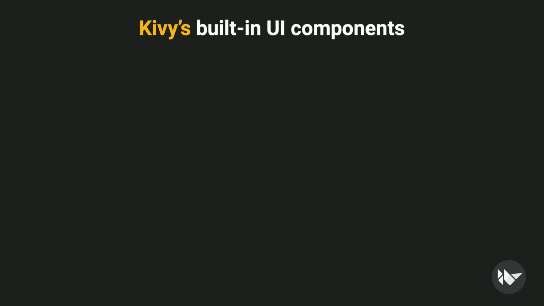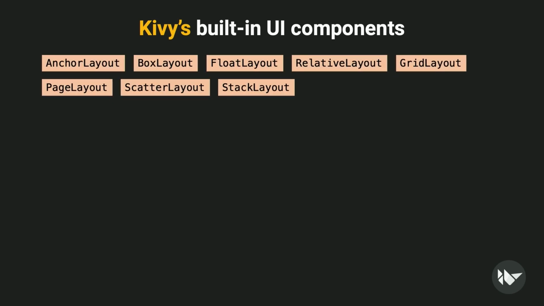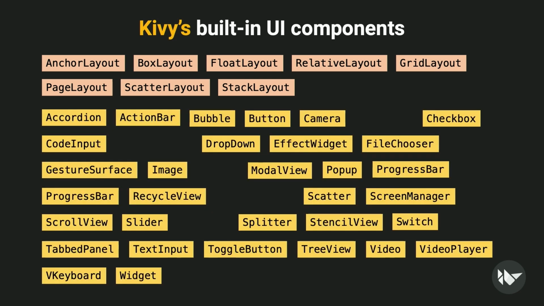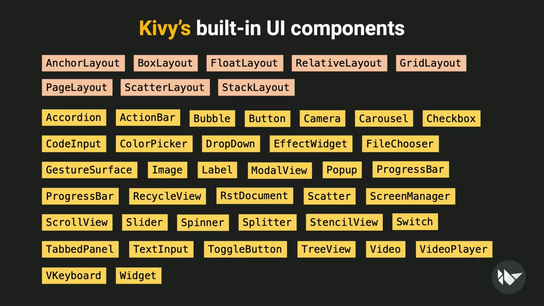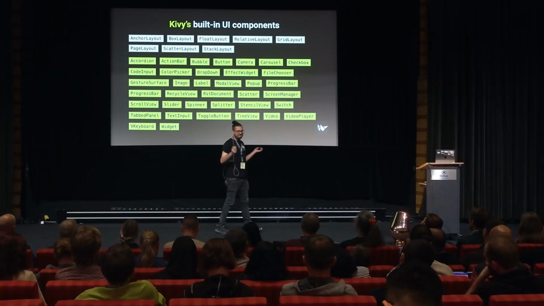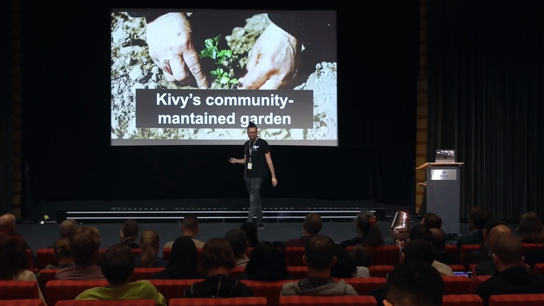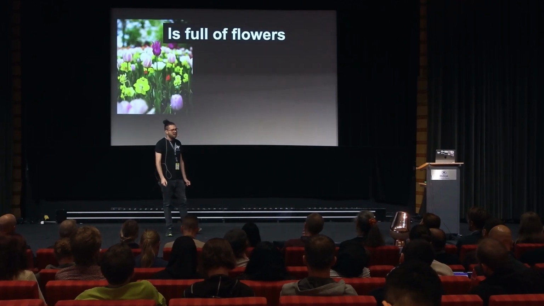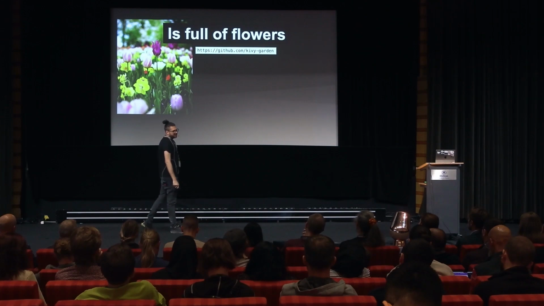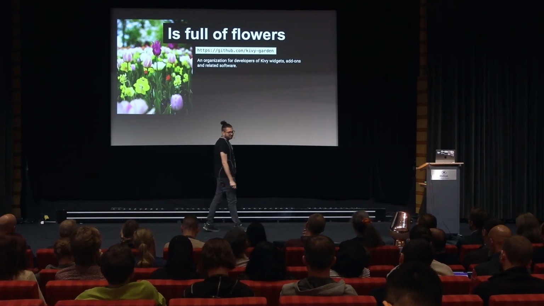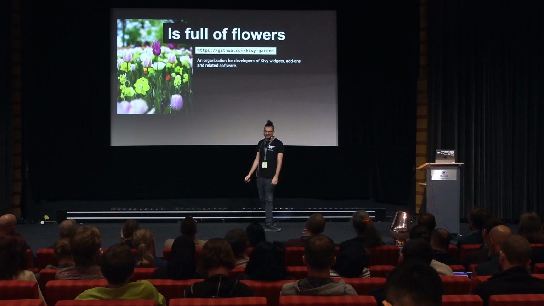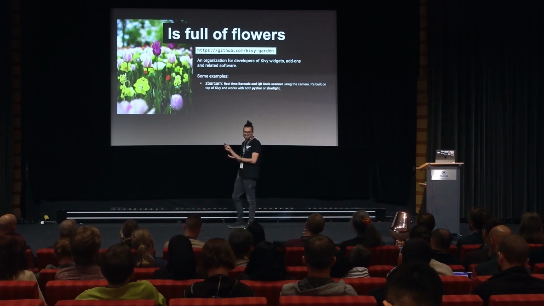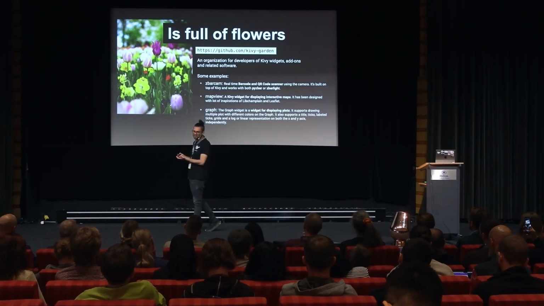Kivy is a UI framework, so it has built-in UI components. All these components are just for layouting, and then we have Accordion, ActionBar, Bubble, Button, Camera, CheckBox, CodeInput, ColorPicker, and so on. All these widgets make your UI possible. And Kivy also has a community, Kivy Garden, but it's not the kind of garden you need to water, but it's still full of flowers. Kivy Garden is an organization for software for developers of Kivy widgets, add-ons and related software. Some examples are ZBarCam, MapView, and Graph.